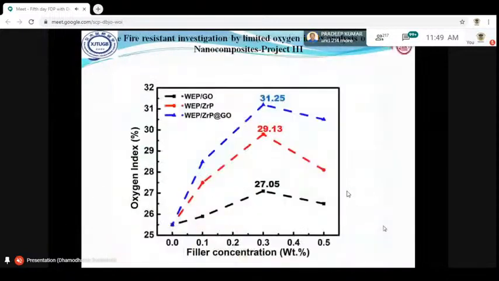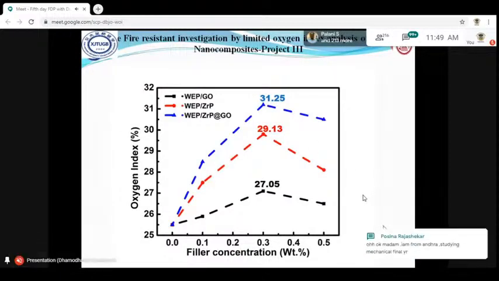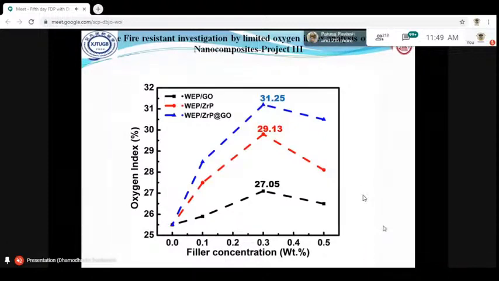So this is fire resistance assessed with the limited oxygen index value. So in the case of WEP incorporated with zirconium phosphate decorated GO, it is showing 31.25% limited oxygen index. So when we compare with the other two, it is very good.